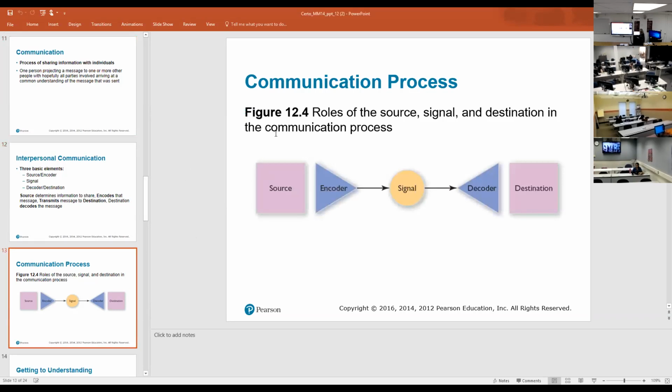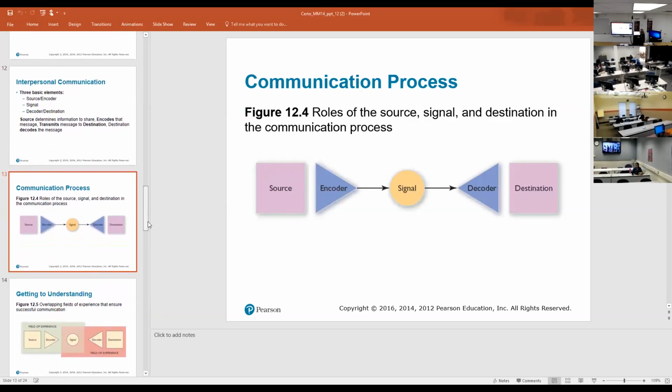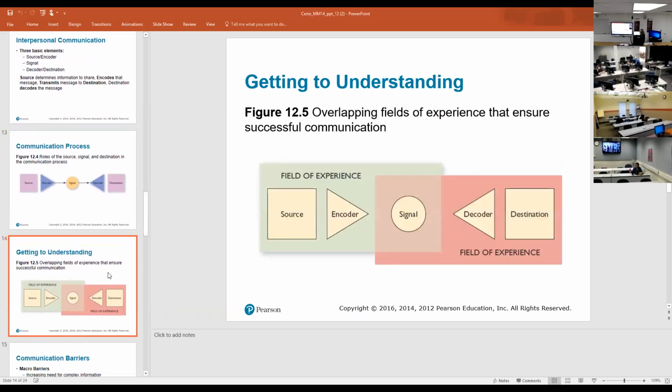So here it is in a little flow chart: the source of the information. Someone who delivers it is the encoder through some type of signal. Somebody receives it, they have to decode it, and then it gets to its destination. So there are a few more steps than you actually think sometimes, other than just talking and listening. Now, when you have people that have experience of the same type, those experiences overlap, and that can help in the signaling process. And you see the overlap there on that slide. You can see how when the experience is similar, there's less decoding that has to take place between the two individuals.